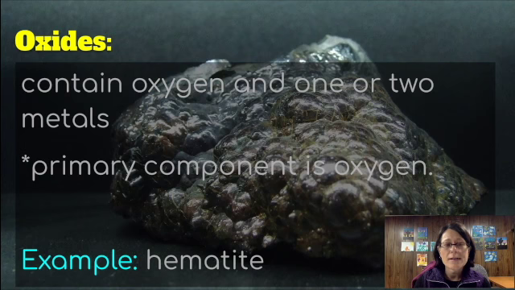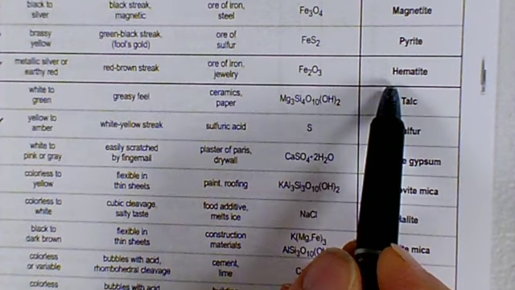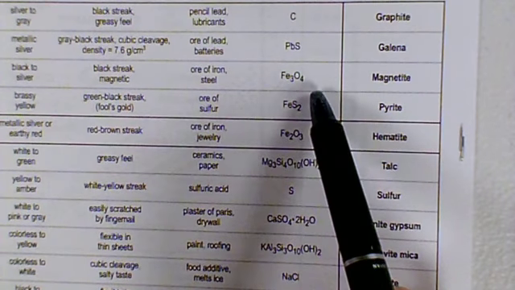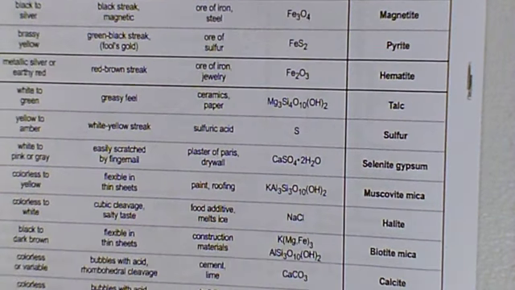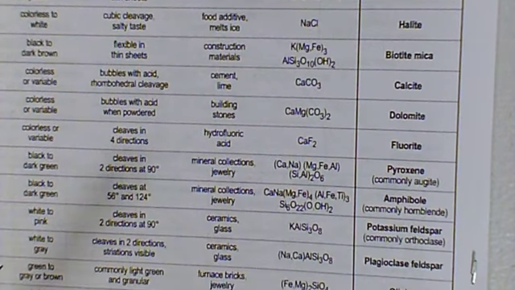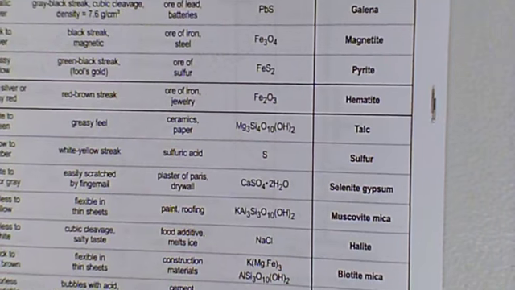Another example are oxides. These contain oxygen and one or two metals, and their primary component is oxygen. One example is hematite. So if we switch over right here, hematite, Fe2O3. Another oxide right above it with one more iron atom and one more oxygen is magnetite. So that's also an oxide. And I'm looking down through here, probably not any other oxides because most of those have silicon. So a couple of oxides on our list.